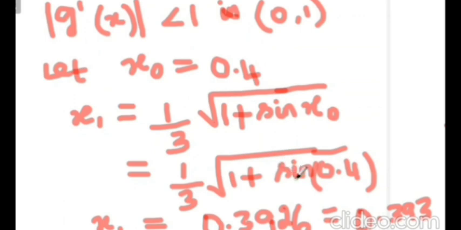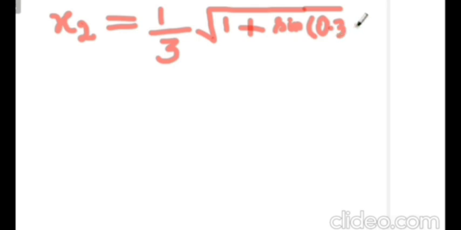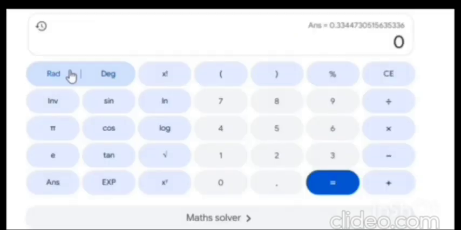After the decimal point, I am going to take 3 digits. If the fourth digit is greater than 5, we add 1 to the nearest digit, so the value becomes 0.393. Now, having x1 equal to 0.393, I am going to determine x2 by substituting the value of x1. x2 equals 1 by 3 root of 1 plus sine 0.393. Again, I am going to use the scientific calculator to determine sine 0.393 as well as 1 by 3 and the overall value.